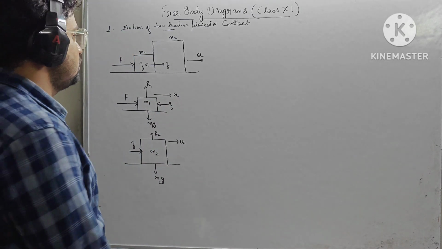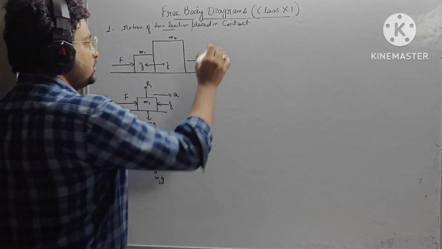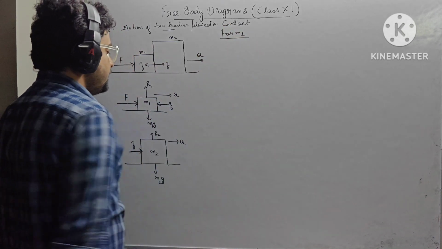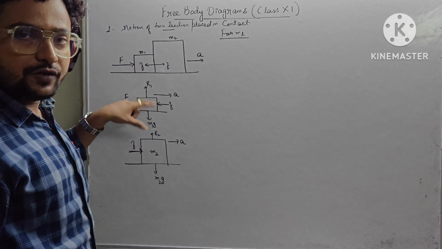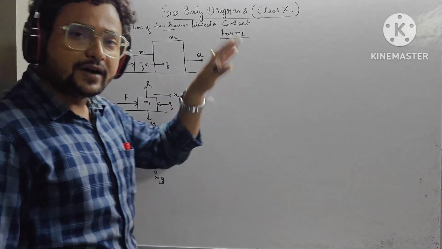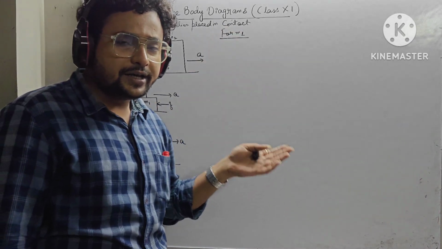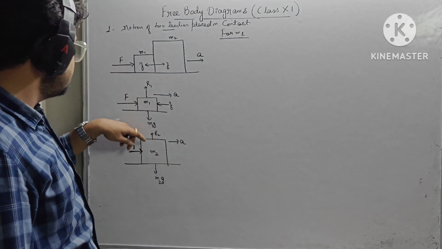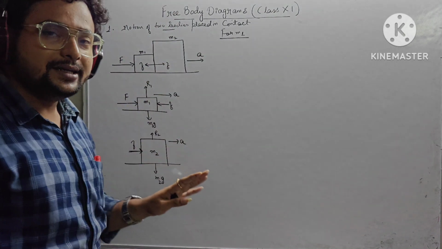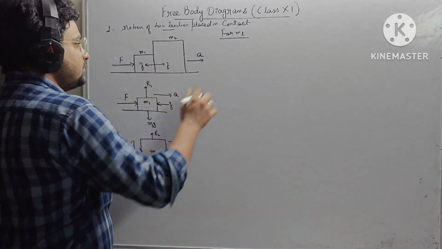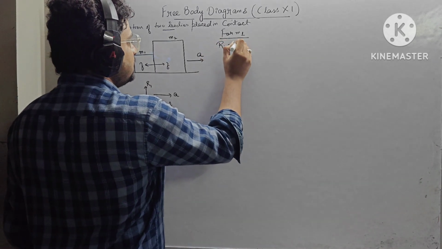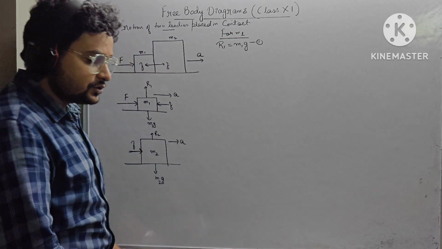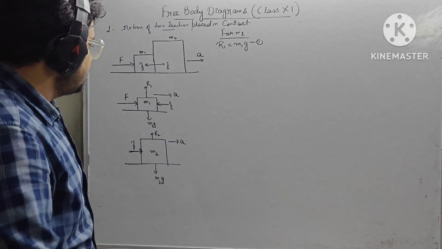Okay. So how to solve this? First, let us take this body for M1. Now see, vertical forces, obviously there is no motion in the vertical direction. In the previous video I explained to you nicely. If there is no motion in the vertical direction, that means these two forces are getting balanced. Okay. So I can write R1 equals to M1G. Fine.